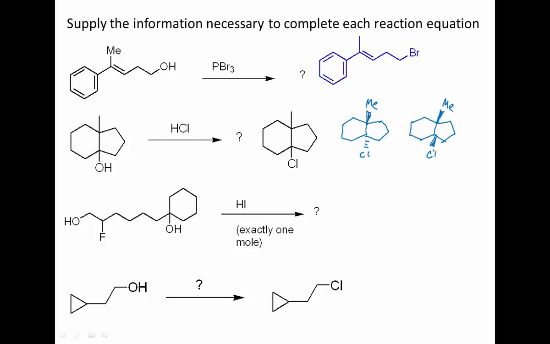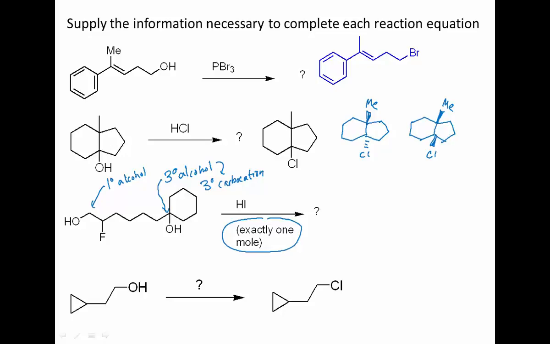Okay, this one we're reacting a dialcohol with HI, and we're being very careful to add exactly 1 mole. What does this mean? Well, we're going to have to think about the selectivity. This is a tertiary alcohol, and this will go through a tertiary carbocation, whereas this is a primary alcohol. And this one would go through a primary carbocation, or would go through that SN2 pathway.